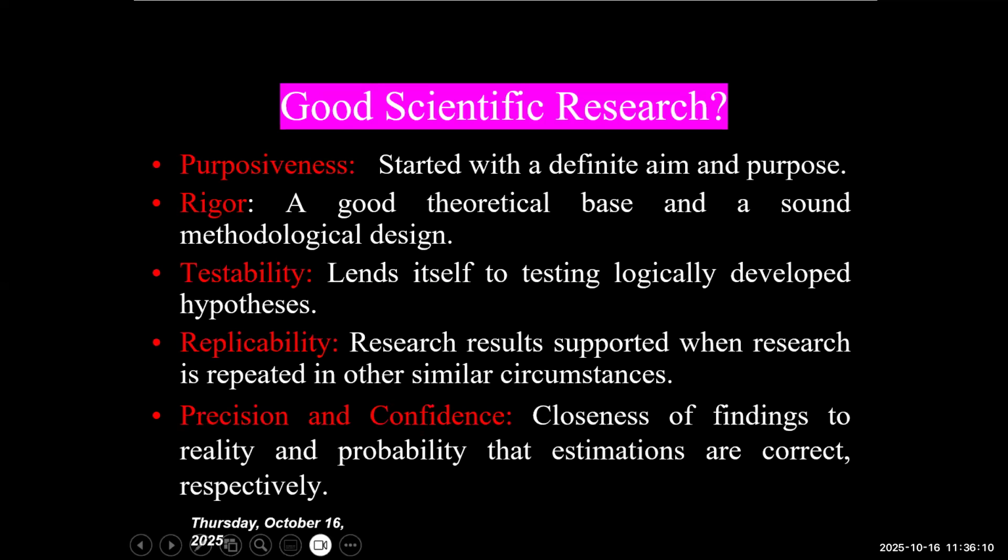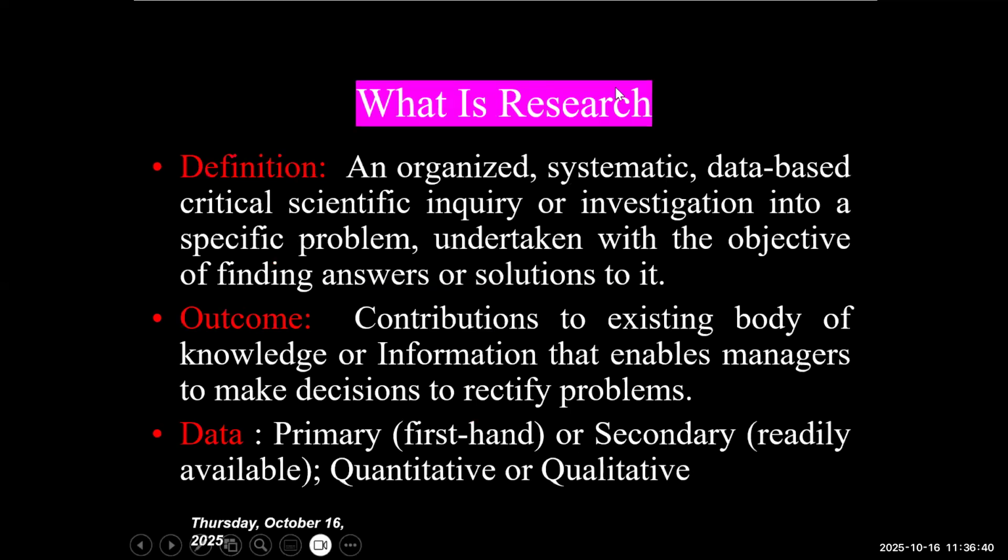So for every research that we embark upon, there's always the aim and then the purpose. And there's also what we call rigor. Regarding the rigor, we don't just go to the field and do anything. There should always be a theoretical base. Anything that happens around us in this world has a theoretical foundation that can explain the phenomenon. So here the rigor says a good theoretical base and a sound methodological design are involved when we embark on research. And that's why the first point we say is an organized, systematic kind of inquiry.